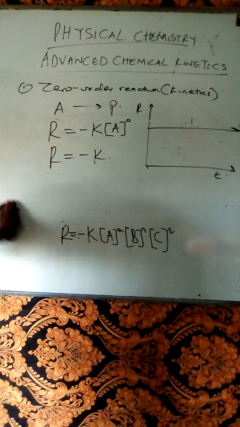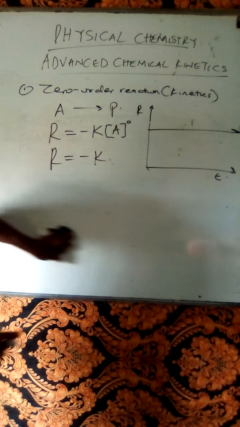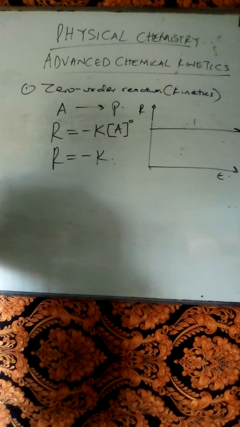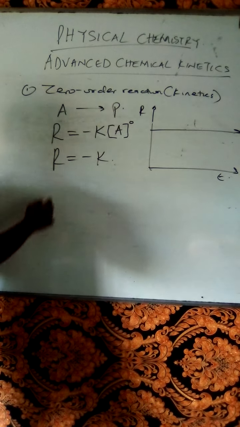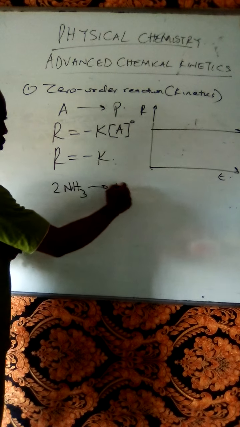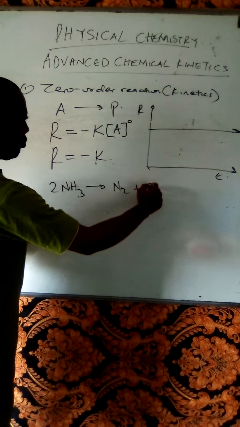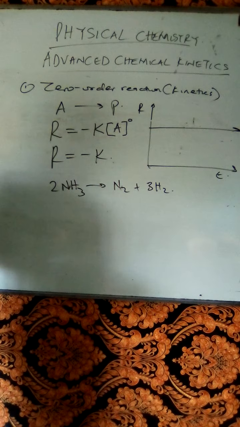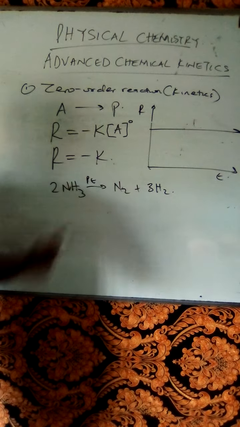An example of zero order reaction in chemistry is the decomposition of ammonia on a solid catalyst. Ammonia on a solid catalyst is a zero order reaction, like on a platinum catalyst. So it's a zero order reaction.